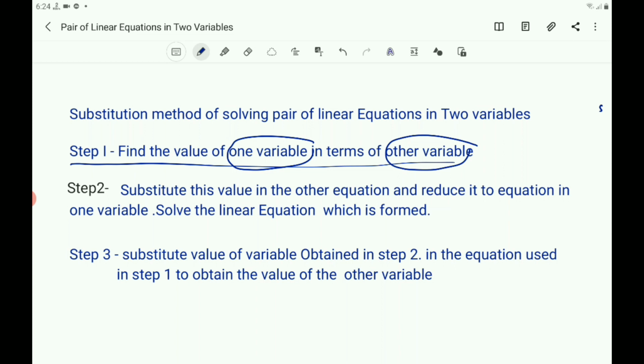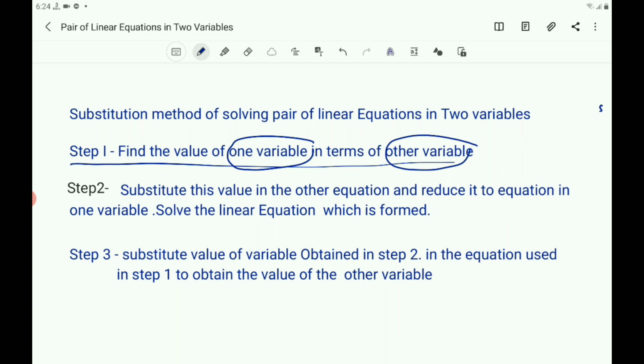In step 2, substitute the value you got in the first step in the other equation, the one you have not taken in the first step, and reduce it to an equation in one variable. Then we have to solve that linear equation which is formed.